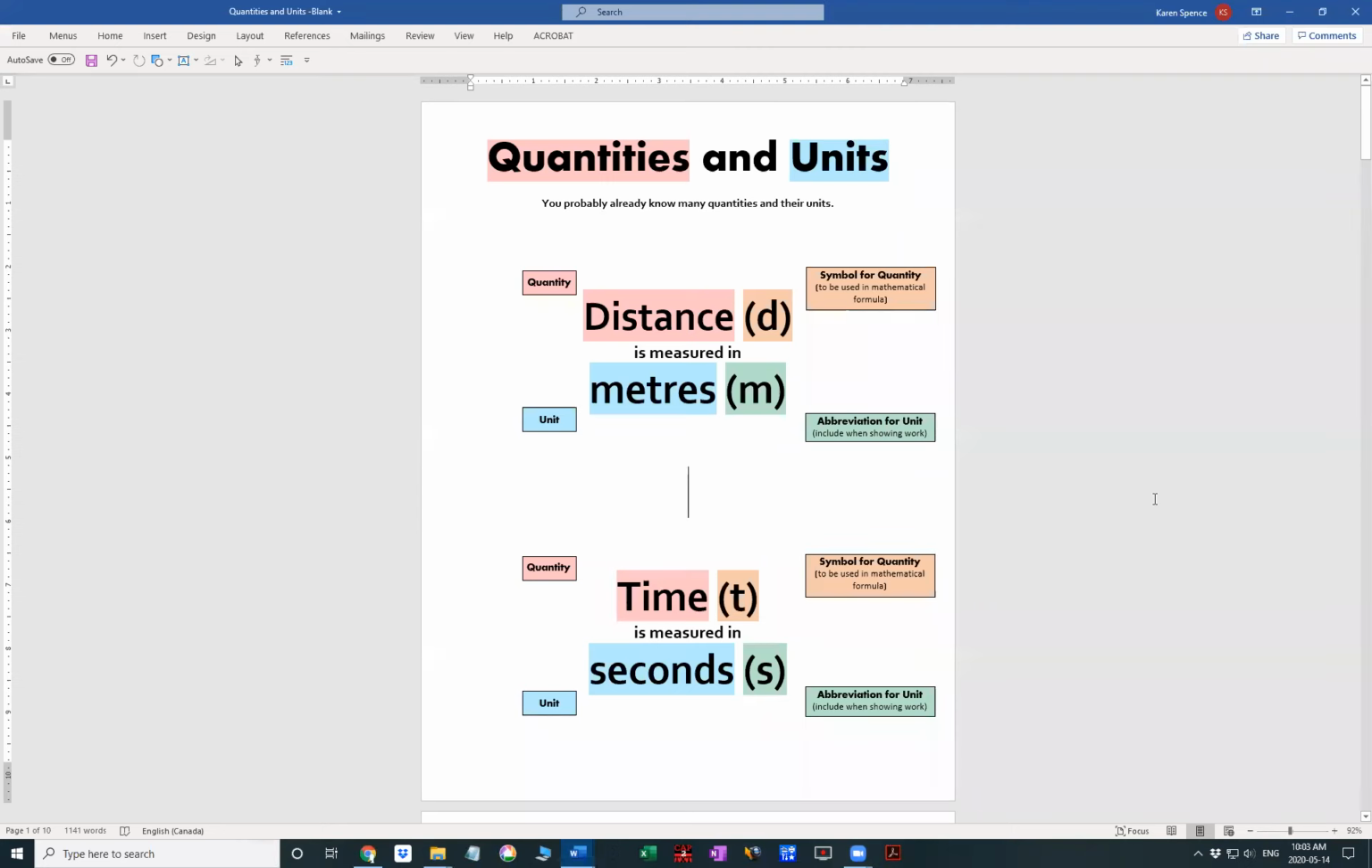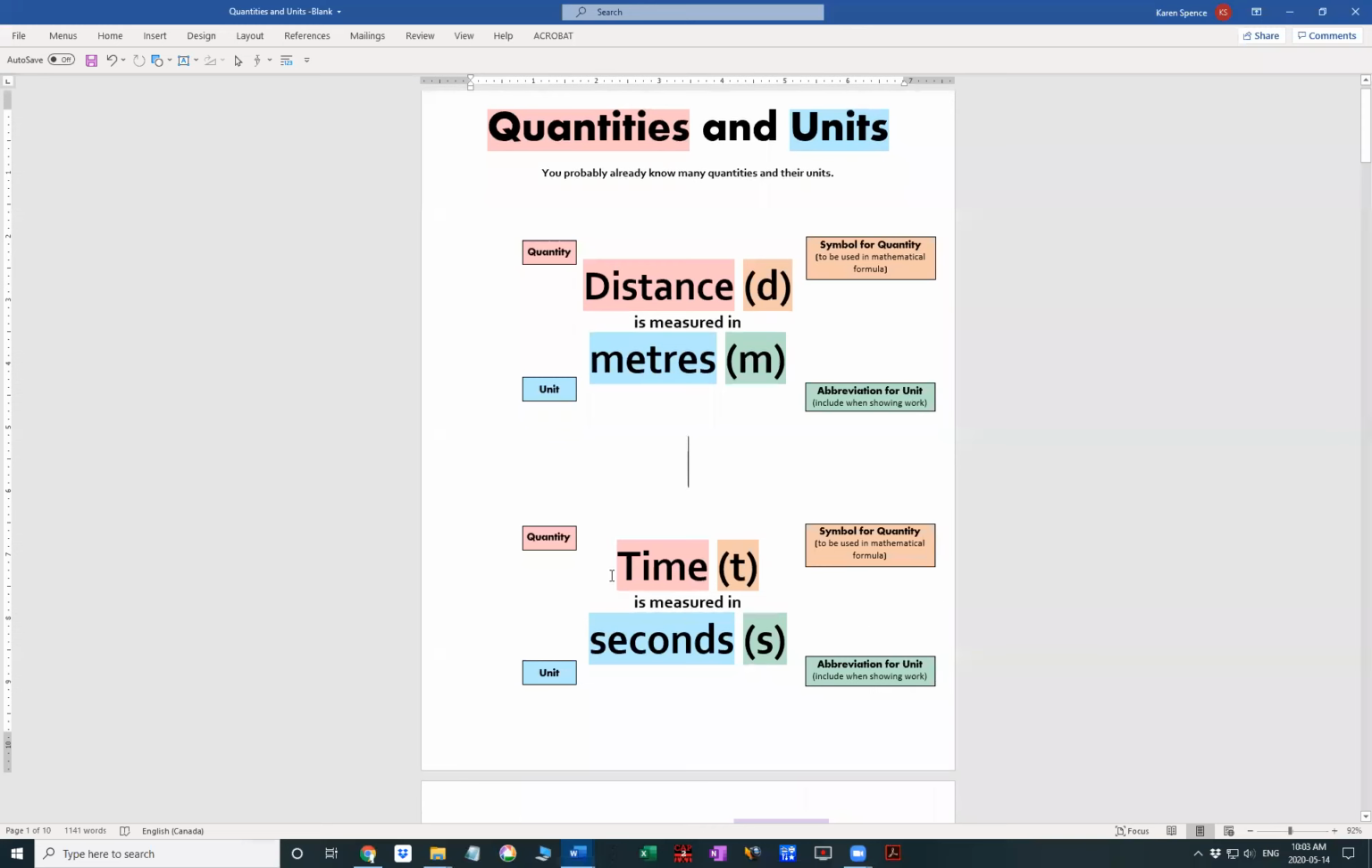So you're probably aware that distance is measured in meters. And you probably already know that if you're measuring the quantity of time, you're going to measure it in seconds. Of course, you could measure it in hours or days or weeks, but the official unit for time is the second. So that's the one we're going to use today. We abbreviate seconds as lowercase s, and we abbreviate time as lowercase t. So the symbol for time is lowercase t.